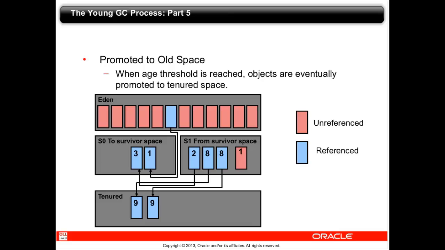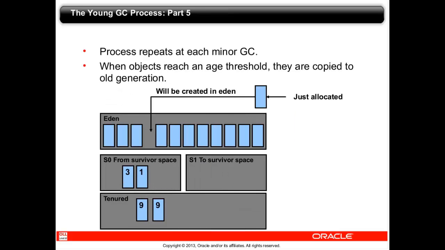You can see here in my from survivor space, I have two objects that have reached that age, so they're automatically promoted to the old generation. And the stuff that's younger, this one is age 2 here, just gets copied to the to space, and it continues with the aging process. So basically, that's what happens.